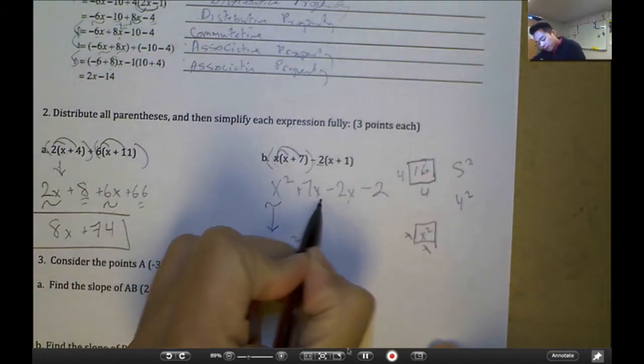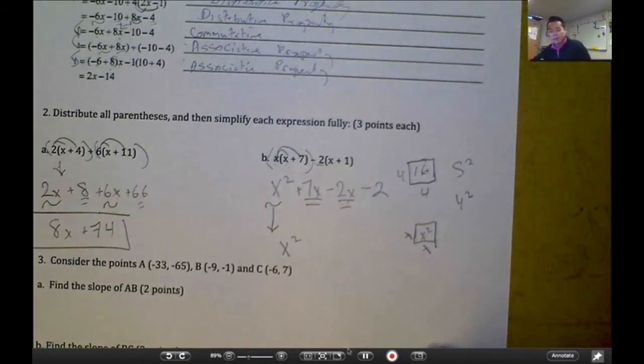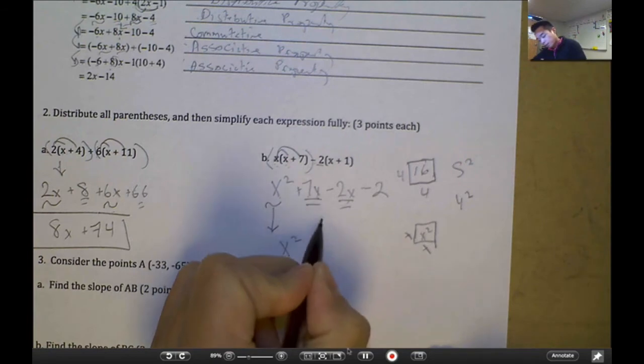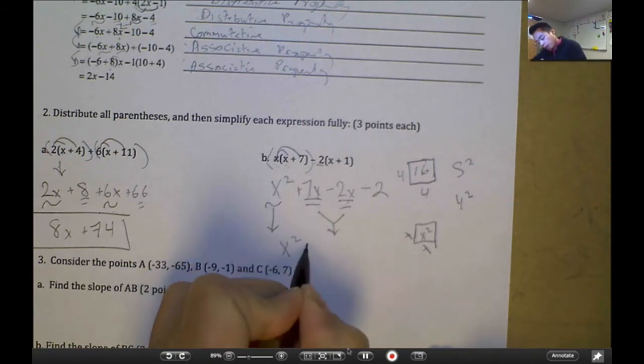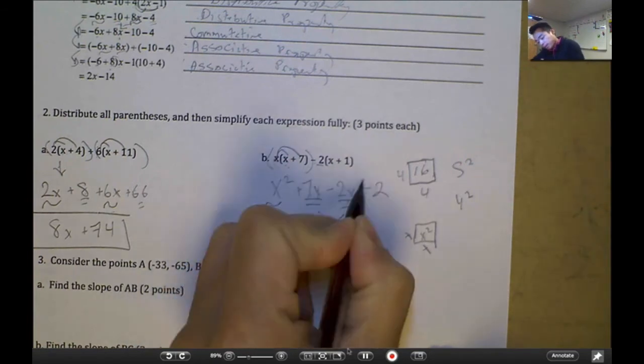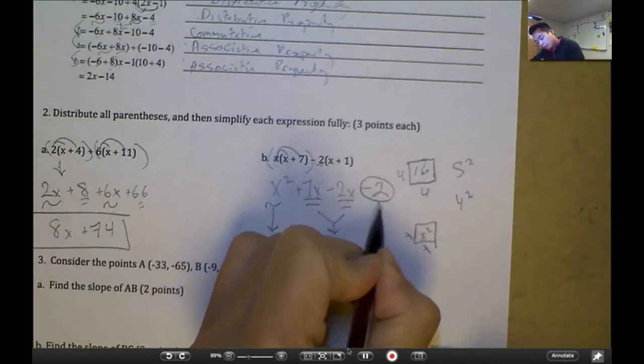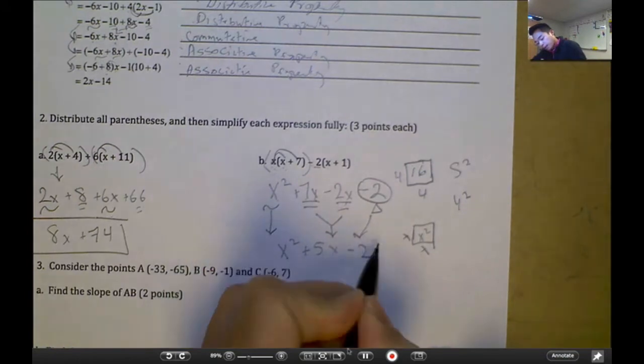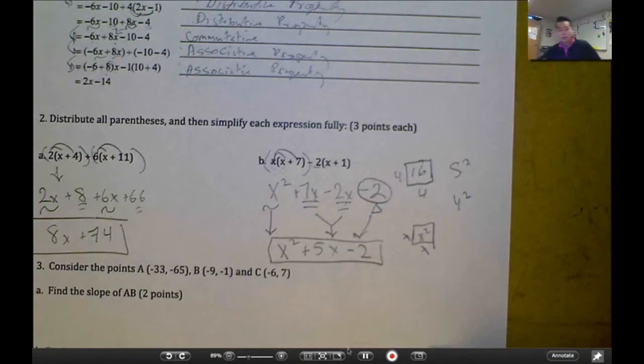And then here I have double line, double line. I have a positive 7x and I have a negative 2x. That becomes a positive 5x. This negative 2 is all by itself. I'm going to drop that down, and what I end up having is x squared plus 5x minus 2.